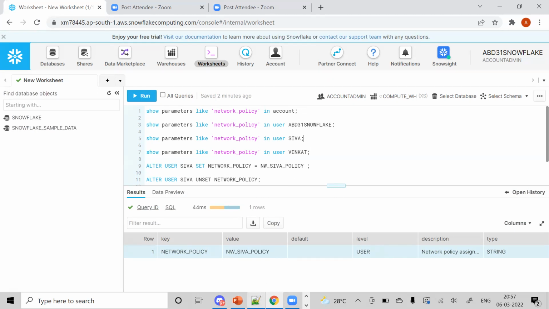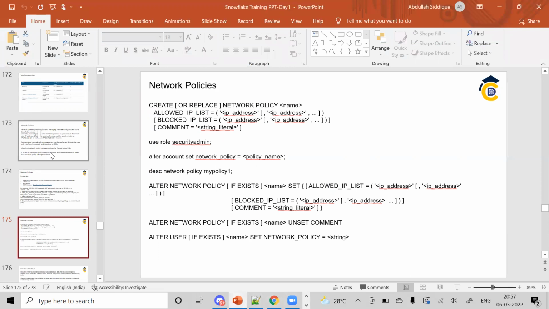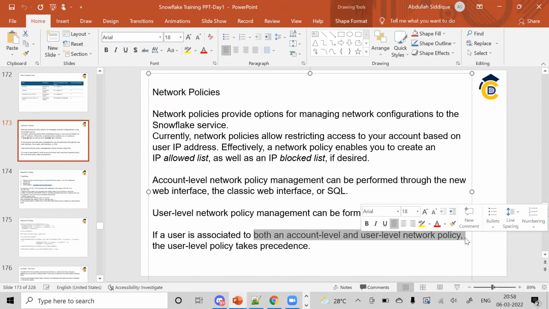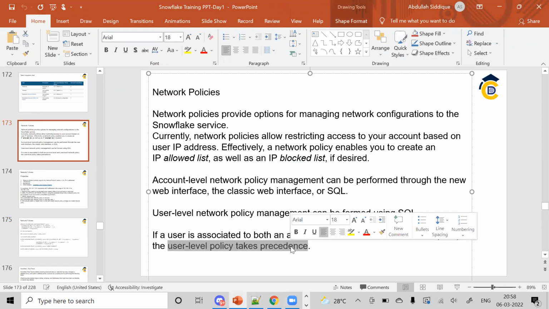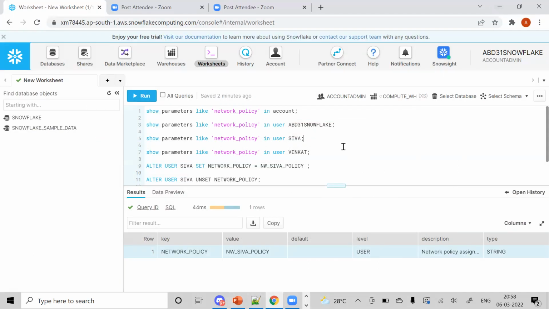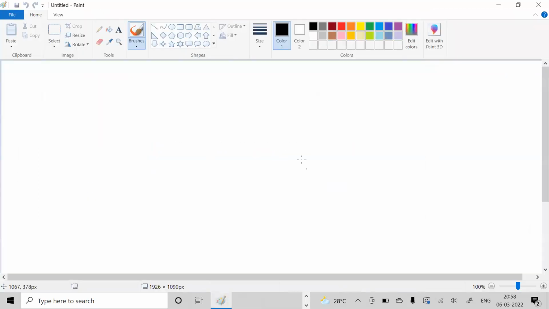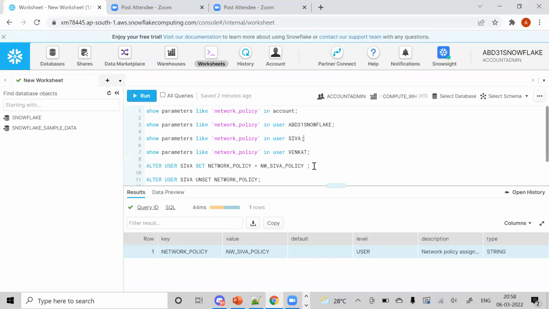Okay. But for Shiva, even though there's an account level policy also existing, we have assigned another policy only to Shiva. And what does the slide say? If a user is associated to both account level and user level network policy, the user level policy takes precedence. So if I want to show maybe diagrammatically quickly, okay. So these are my two policies. Okay. And Abdul, I got it. Yeah, Shiva, I got it. You also got it? Yes, Abdul. Okay, great.